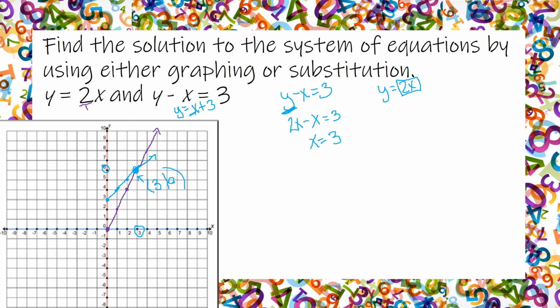But now I can solve for my y by putting that 3 that we just found into the x spot there. So 2 times 3 is 6. So our solution we found by graphing is correct, 3, 6. So you could have done that by either method there.